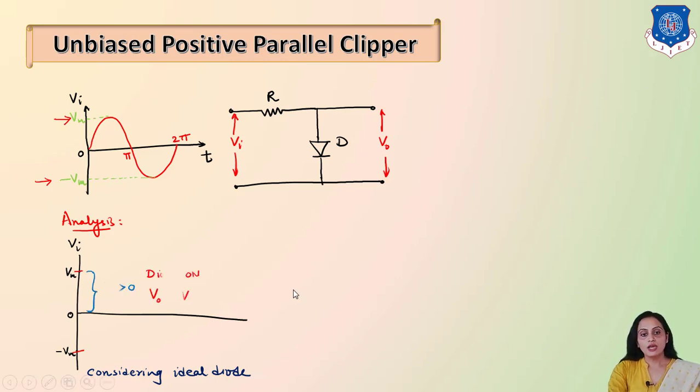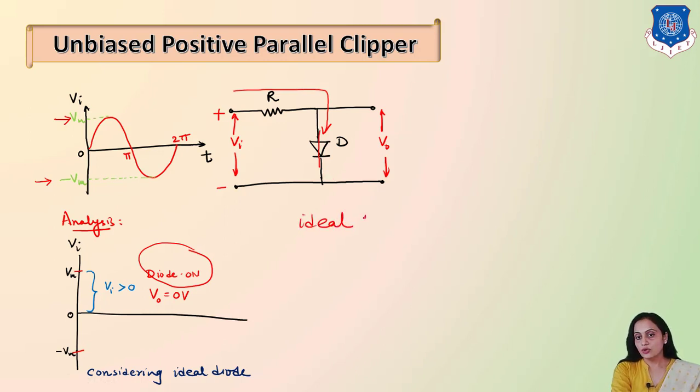So when there is a positive half cycle, you can see the input voltage polarity will be acting as shown in this figure, and due to that the positive terminal is connected to the diode anode and negative to the cathode. That's why the diode is on, and when the diode is on, it will act as a short circuit because we are considering an ideal diode, and due to the ideal diode the output voltage will be zero because the diode is short circuited. So for the positive half cycle, you will find output voltage is equal to 0.